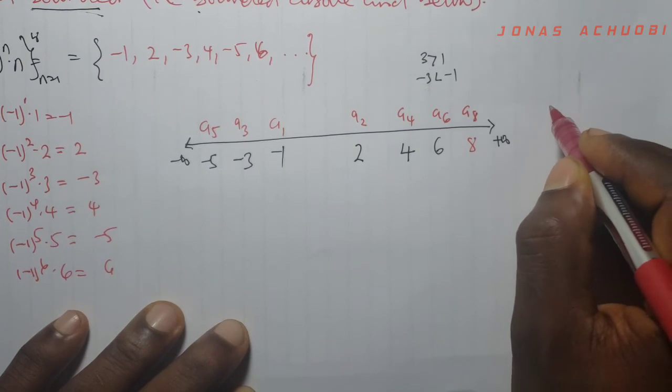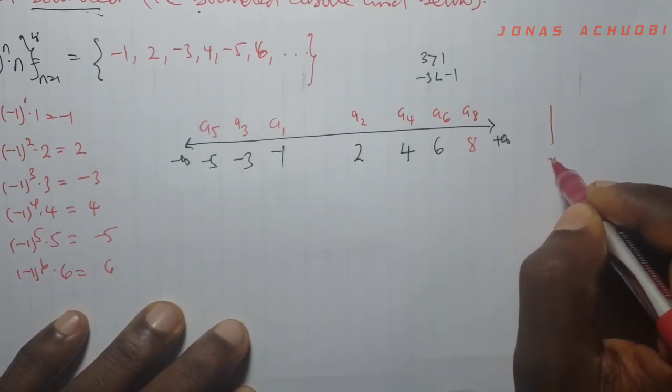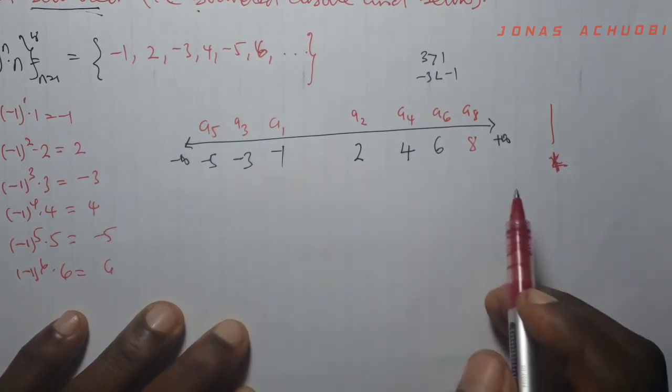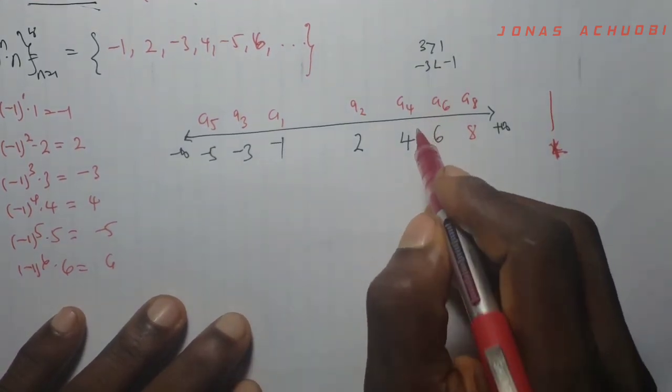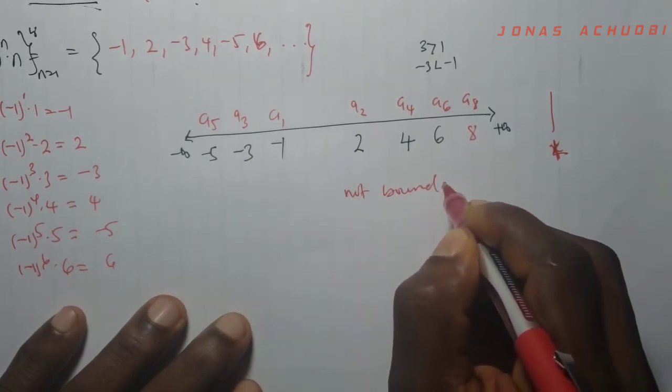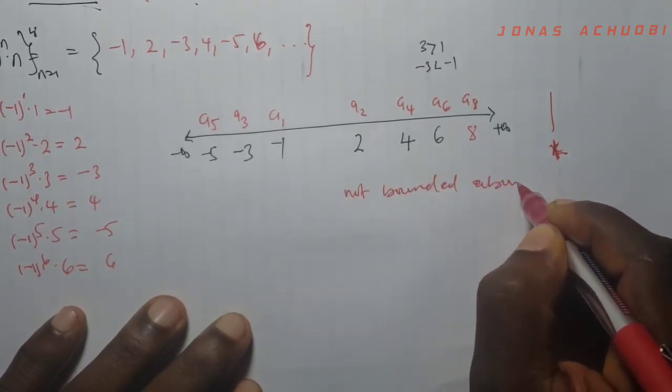So that property will continue. So there is no single real number that we can pin out, that we can just take and say, okay, this number is bigger than every other term of the sequence. So this sequence here is clearly not bounded above. Not bounded above.